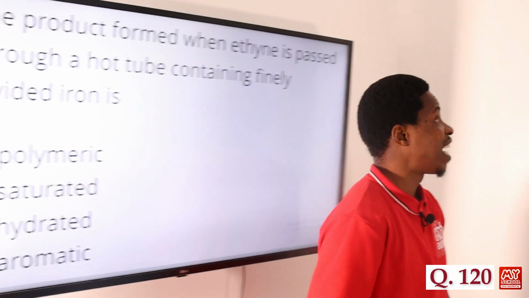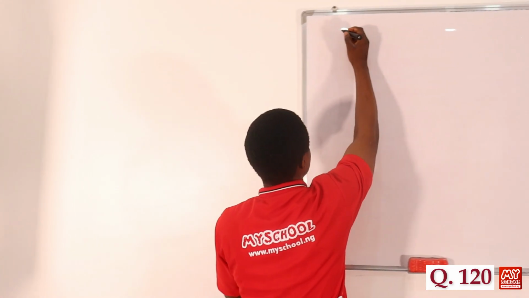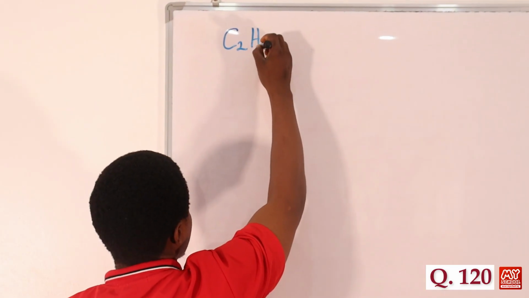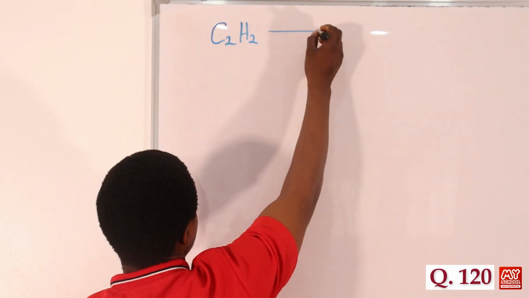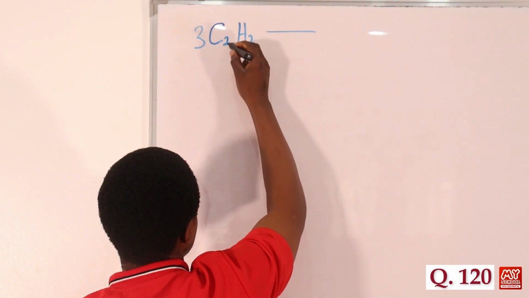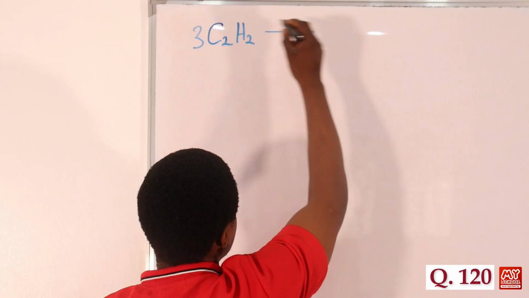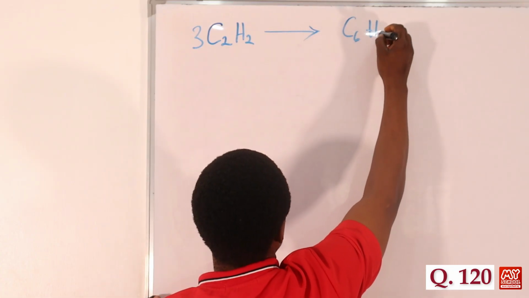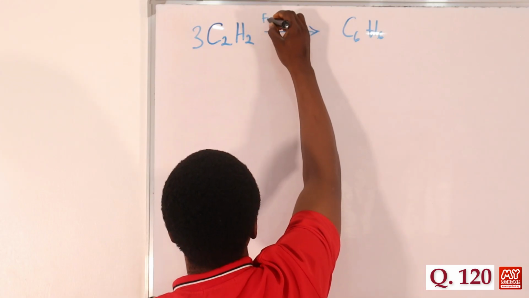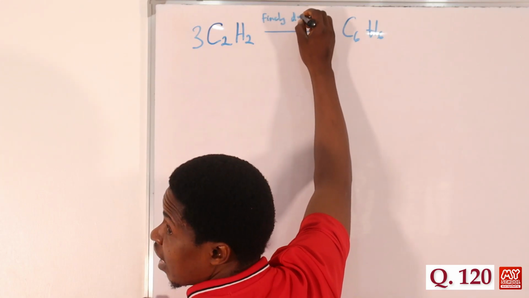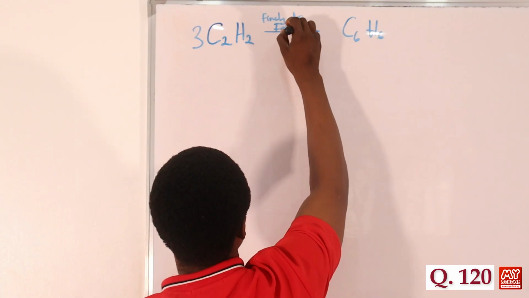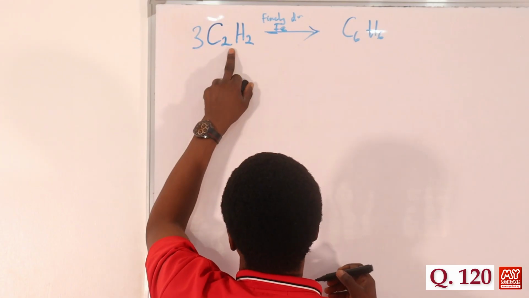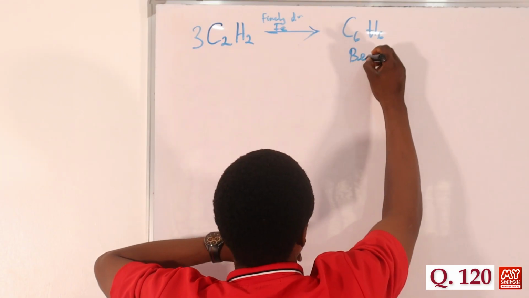Let's look at the reaction that takes place here. We have ethyne. Don't forget, ethyne is C2H2, your alkyne family. We have 3 of that, one of these plus another one in cyclic form, then we are going to have C6H6. Don't forget, it is in the presence of finely divided iron. So by the time you do this, we have C6H6, and this is what we call benzene.